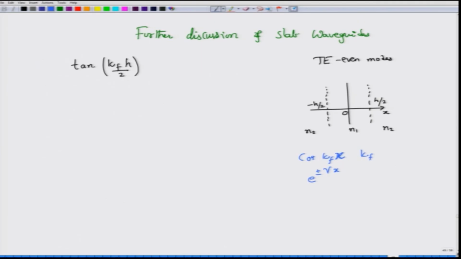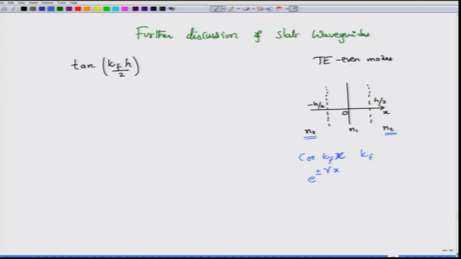And please remember, all our analysis has been done for what is called a symmetric waveguide. Symmetric waveguide means N2 on both sides is the same. Okay. We will mention a couple of points about asymmetric modes later on, but for the symmetric modes that we have considered, we have done a fairly systematic analysis to obtain the equations, the characteristic equation.